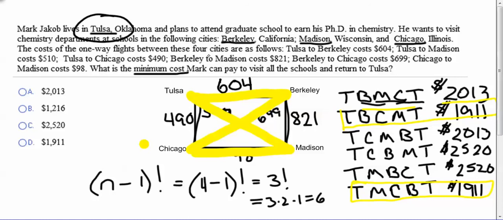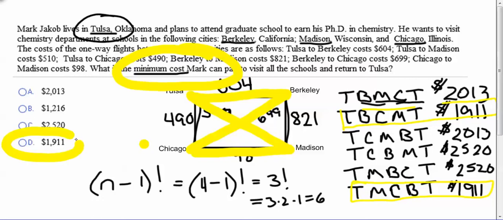So to answer the question, the minimum cost for Mark to visit all those schools and return to Tulsa would be $1,911, which would be answer D there. There's no way that you could do it for $1,216 no matter which flights that you take.